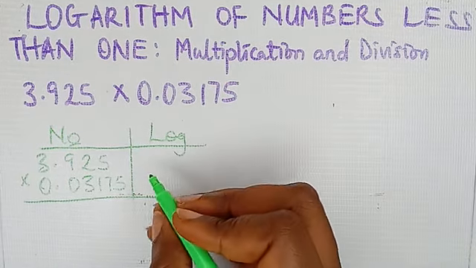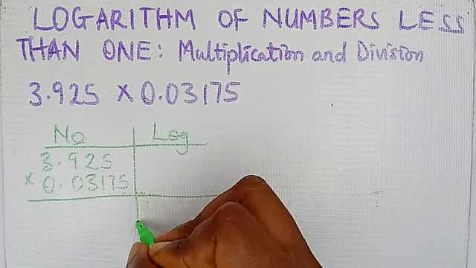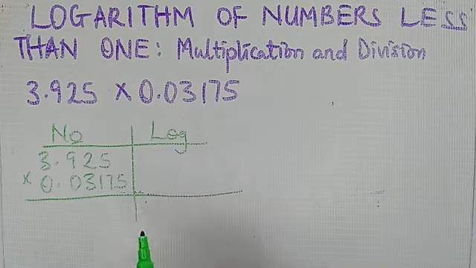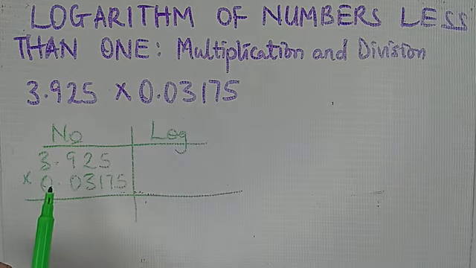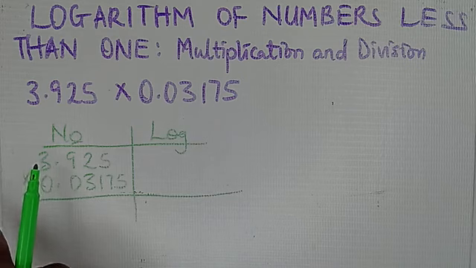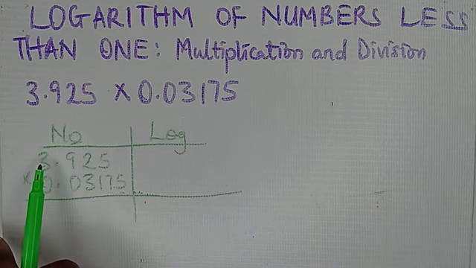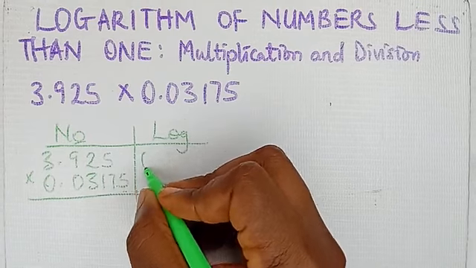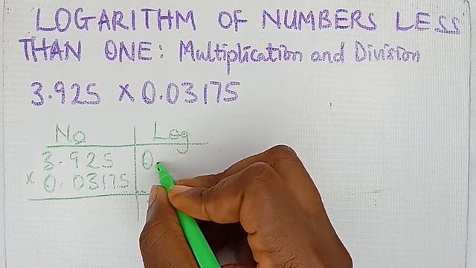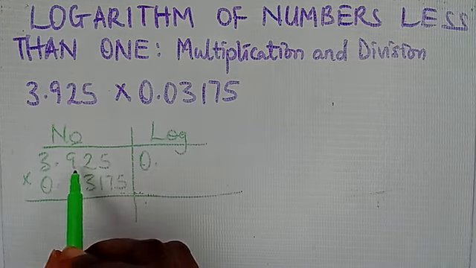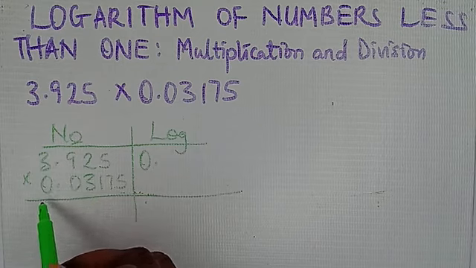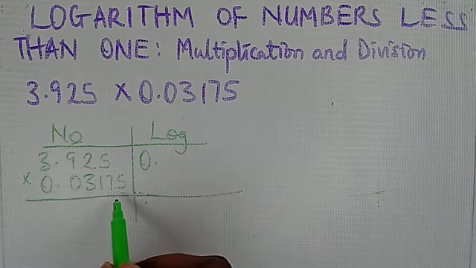And then we have to write the whole number part of this logarithm. Remember, for logarithm of numbers less than 1, we count the number of whole numbers we have and take away 1 from it. We have one whole number here, so when we take away 1 from 1, we have 0 remaining. So the whole number part of the log of this number will be 0 point something.